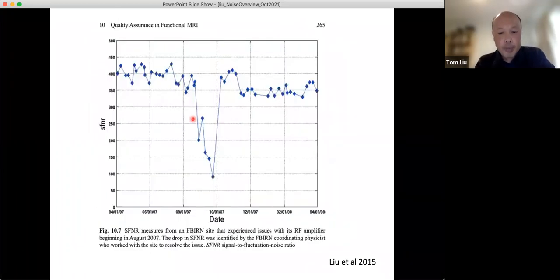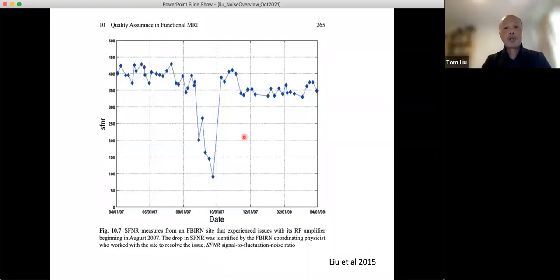This is another example. I don't believe it's from our site. It's probably from one of the other sites, where once again they had a really big problem with their transmit amplifier. They went from 400 to 100. In this case, the difference is so big that you don't need too much detective work. They just replaced the RF amplifier and it went back. So in this case, probably all the metrics would have gone down.